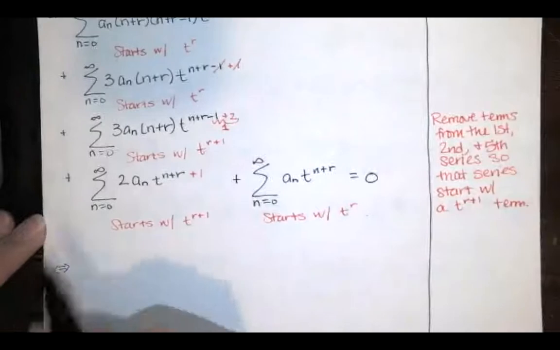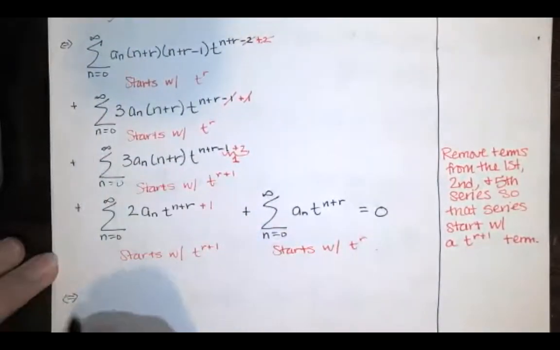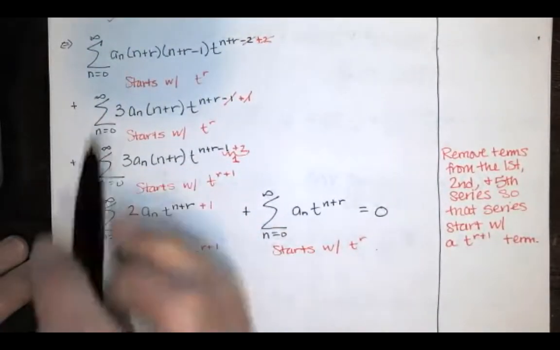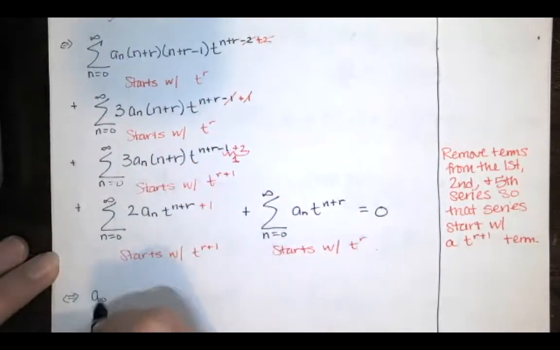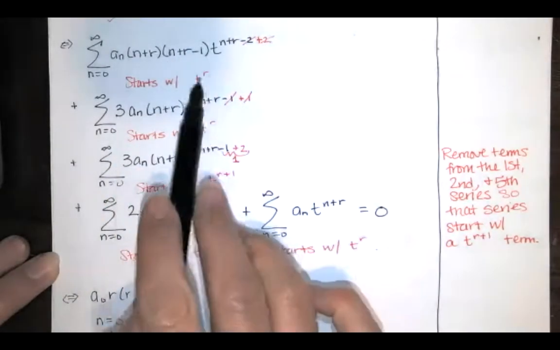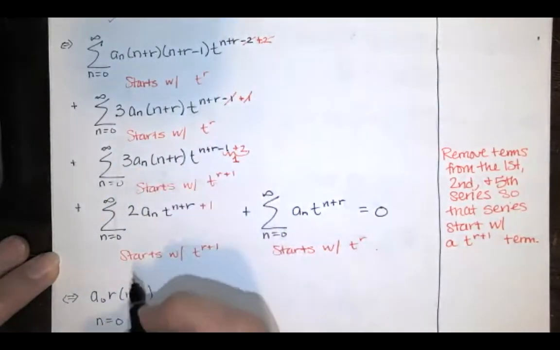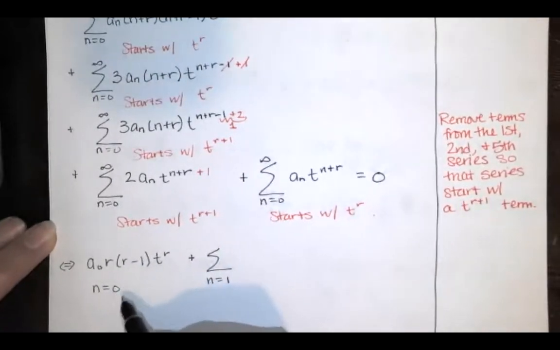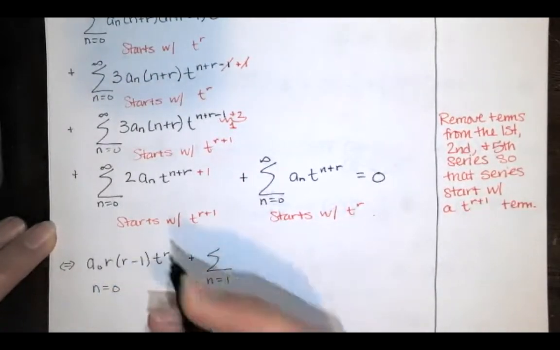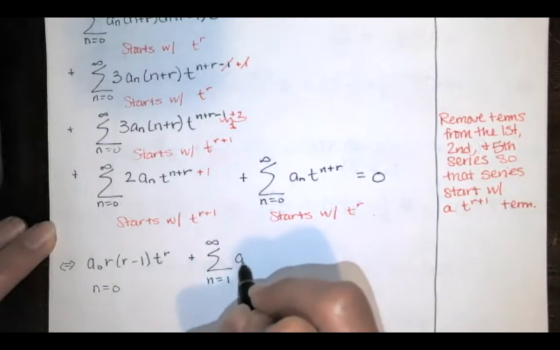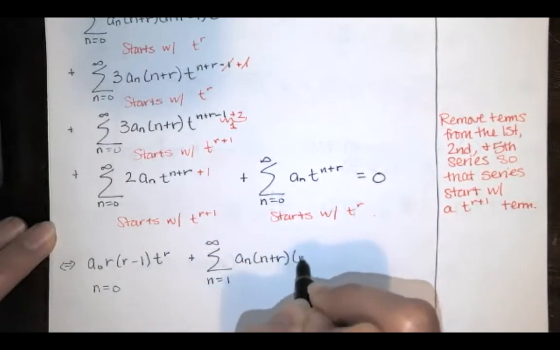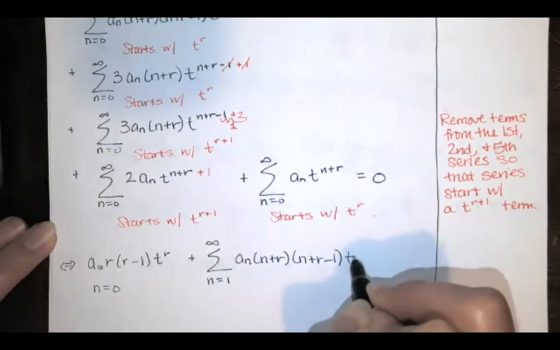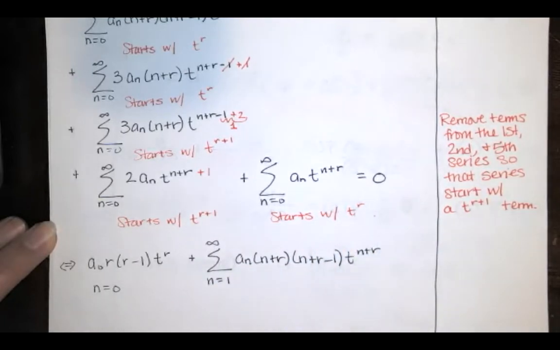So the first series, when n equals 0, I'll write that down here. I'll have a sub 0 times r minus 1. And if n equals 0, that'll be a t to the r. And then I'll pick up where I left off. It's going to be exactly the same, but rather than starting at n equals 0, since I removed the n equals 0 term, I'm going to start with n equals 1. Okay, so that's our first series.